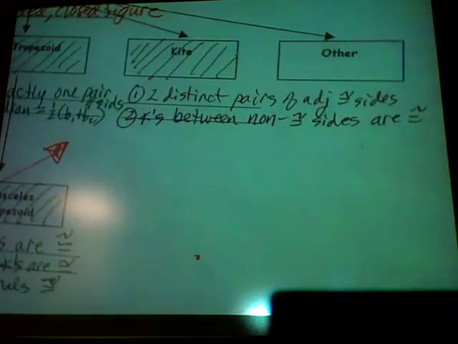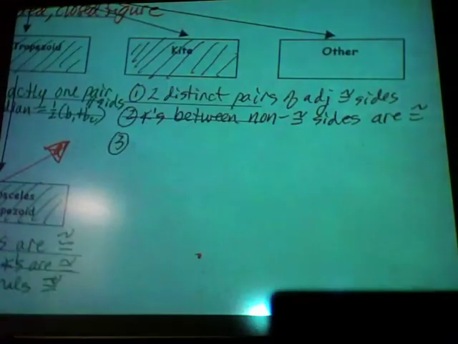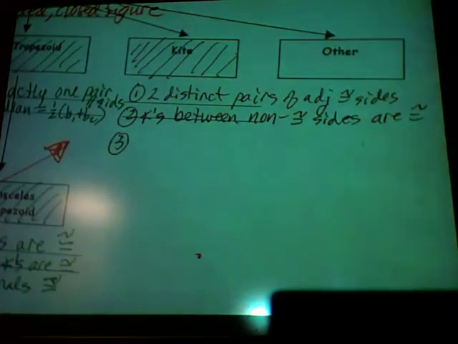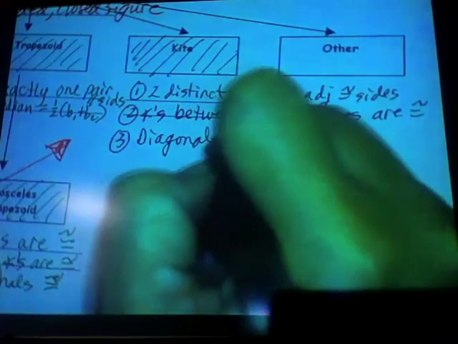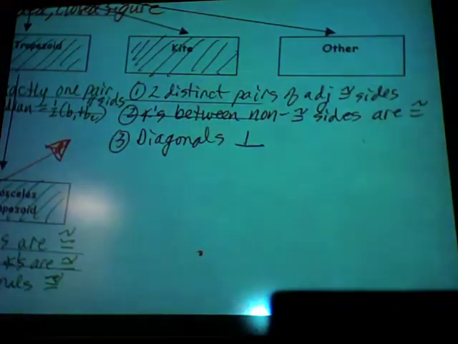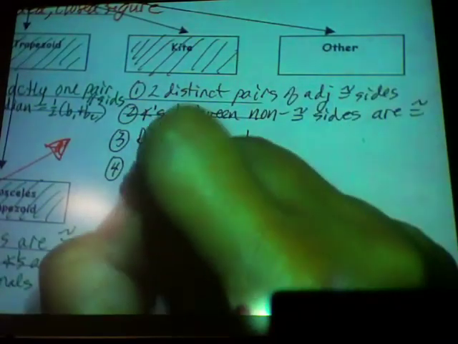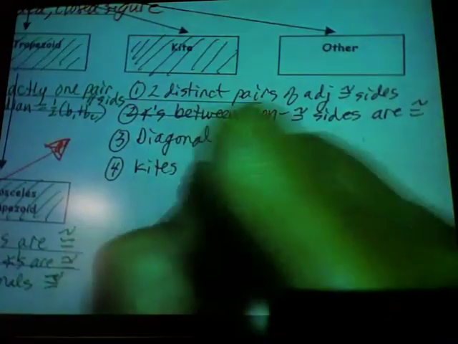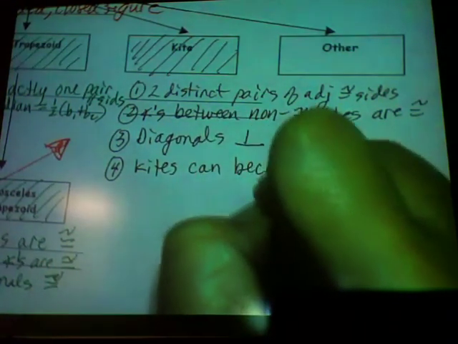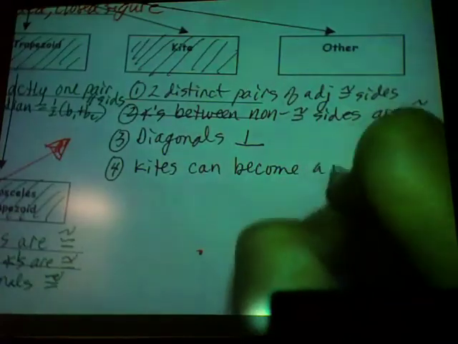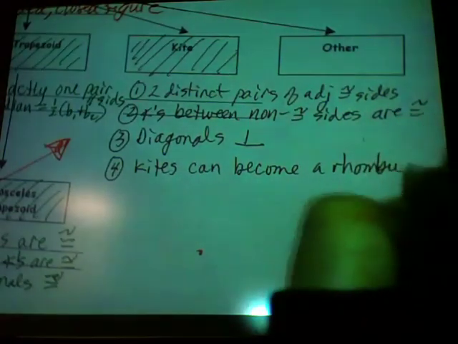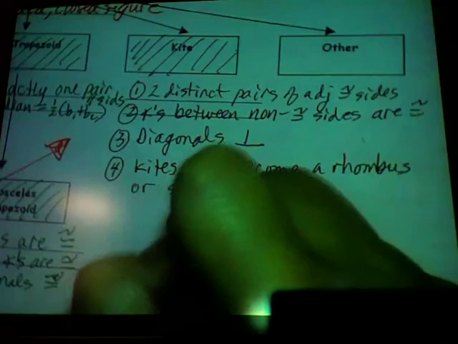What else? We have more. I know we ran out of lines, but we have more. What else? What about the diagonals? So diagonals are perpendicular. And then the last thing that you might want to put on here, even though it could be controversial, is that kites can become a rhombus or a square.